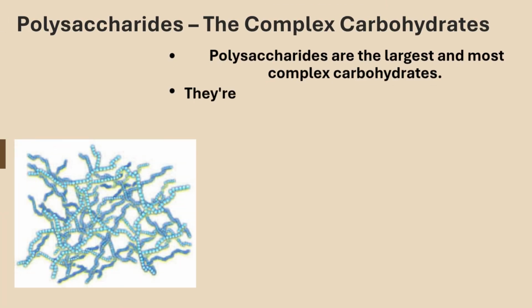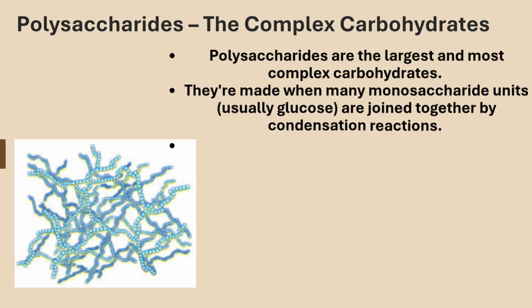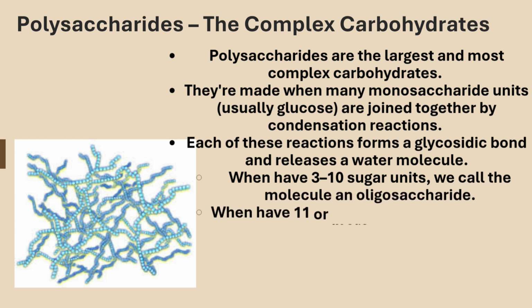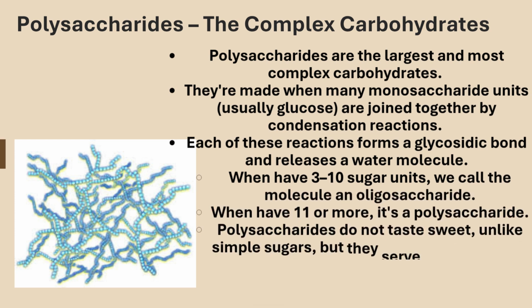Polysaccharides, the complex carbohydrates. Polysaccharides are the largest and most complex carbohydrates. They're made when many monosaccharide units, usually glucose, are joined together by condensation reactions. Each of these reactions forms a glycosidic bond and releases a water molecule. When we have 3 to 10 sugar units, we call the molecule an oligosaccharide. When we have 11 or more, it's a polysaccharide.